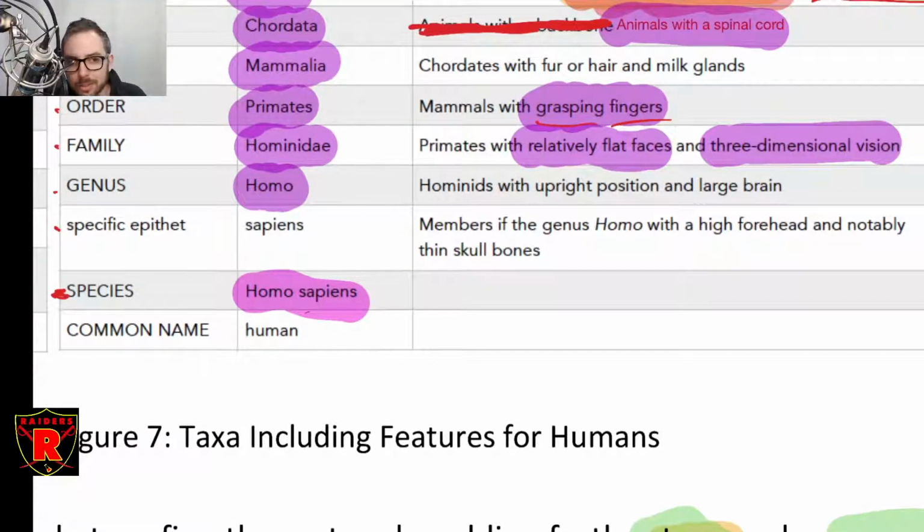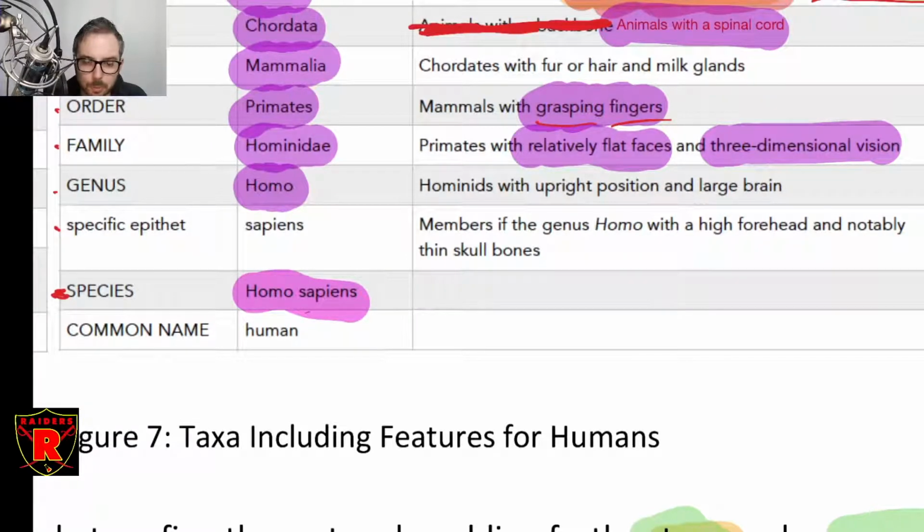We are, again, currently the only member of that genus. However, we were not always the only member of this genus. So I'll use Neanderthals as an example. Neanderthals were our closest relative that died out sometime around the end of the last ice age. And we were both part of the same genus.